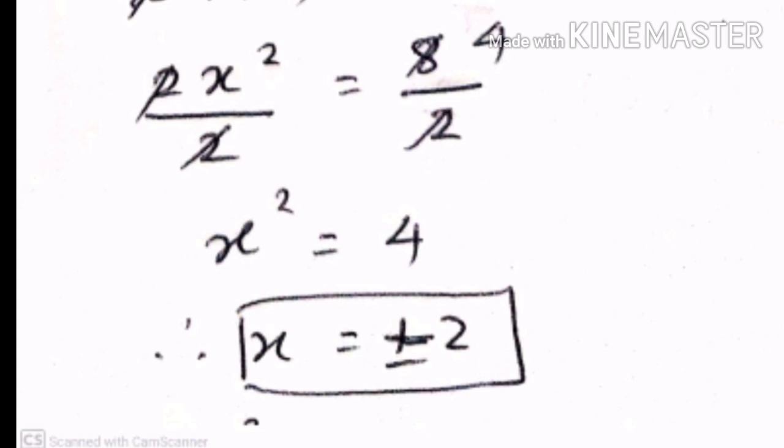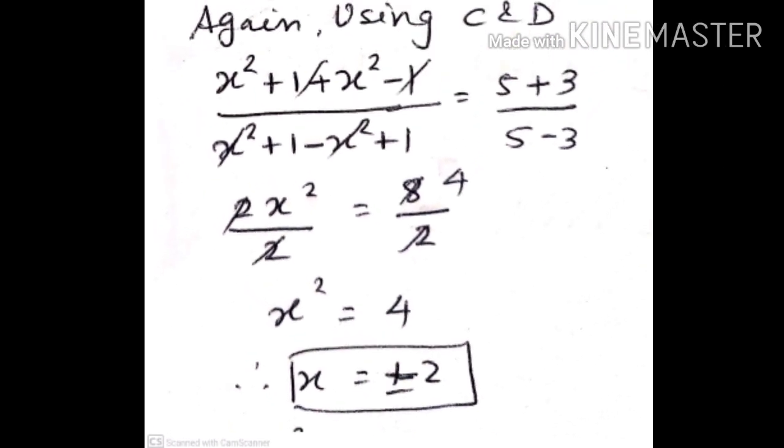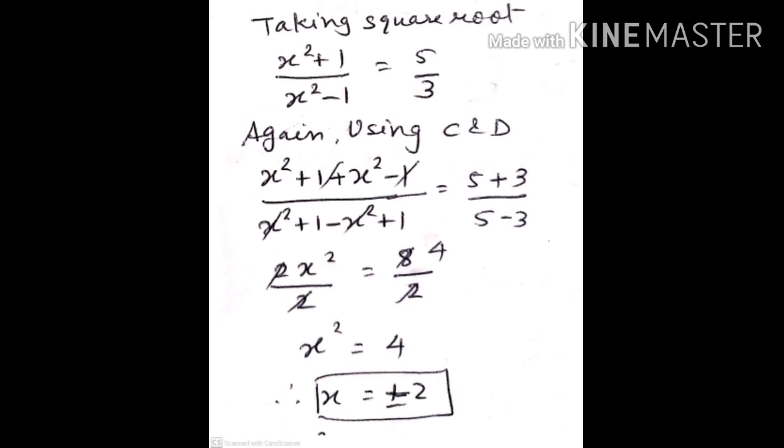So that 2 gets cancelled on the left hand side. So I am left with x square is equal to 4, and by taking square root on both the sides I get x value is equal to plus or minus 2. Students, it is very compulsory to write plus or minus sign, because whenever you take square root it is either plus or minus, so you have to write both in your answer.